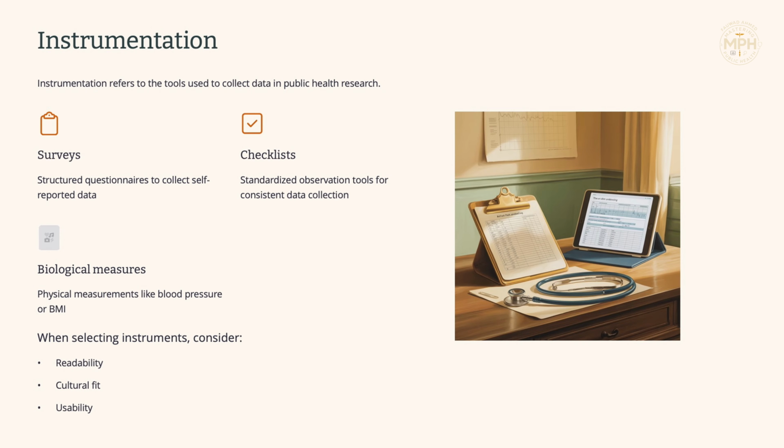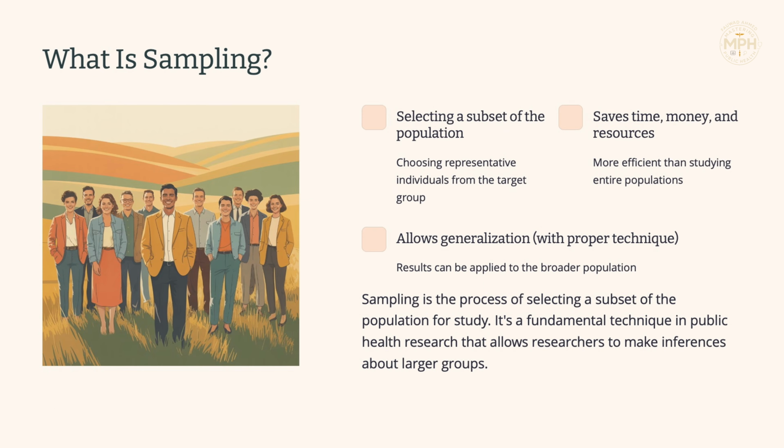Next is instrumentation, the actual tools and procedures used to collect data. Examples include surveys, scales, observation checklists, and laboratory tests. When choosing or developing an instrument, consider readability, cultural appropriateness, and ease of use. Now let's shift to sampling, how we select people to participate in our data collection. Sampling matters because we can rarely measure an entire population. Instead, we study a subset of the population. If chosen well, the sample reflects the larger group.